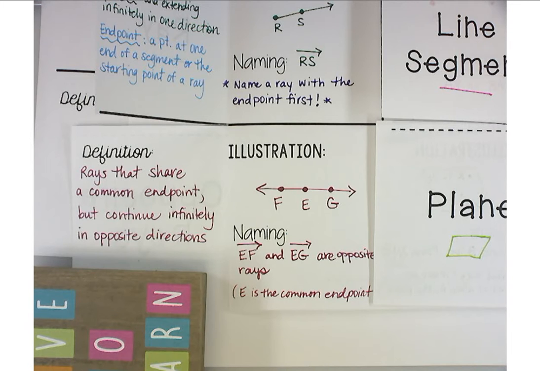Okay, so we've already started our foldable and done the first two. Right now we're on opposite rays. Those are rays that share a common endpoint and they continue infinitely in opposite directions.